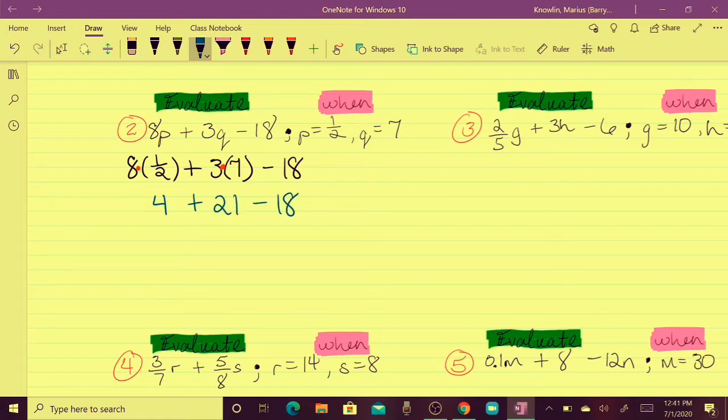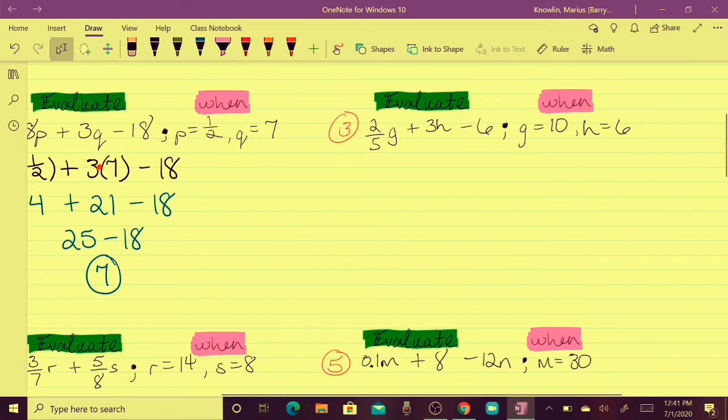Continue working left to right. 4 plus 21 makes 25. 25 minus 18 makes 7. All right, number 3. Number 3, when you read it properly, says evaluate 2/5 times g plus 3 times h minus 6 when g equals 10 and h equals 6. All right, so let's go ahead and jump into that.